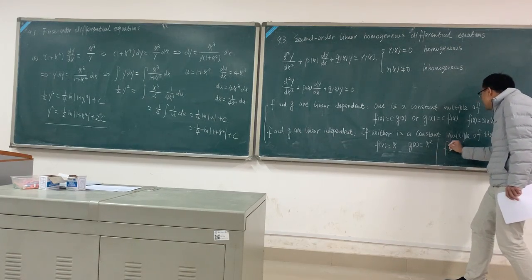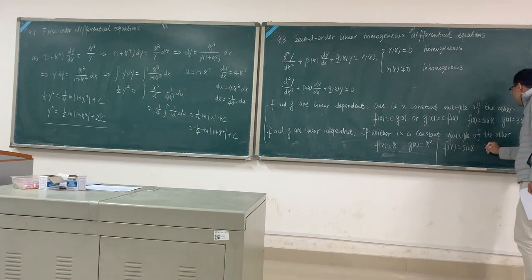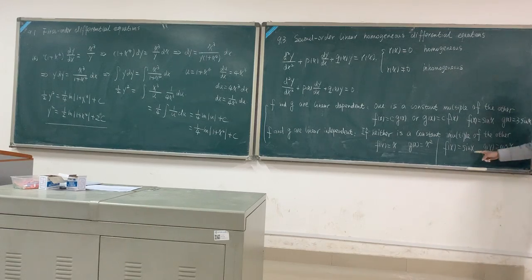For another example, f(x) equal to sin x, g(x) equal to cosine x. Now we can see these two functions. Is sin x equal to a constant times cosine x? No. And is cosine x equal to a constant times sin x? No. So here it also means sin x and cosine x are linearly independent.